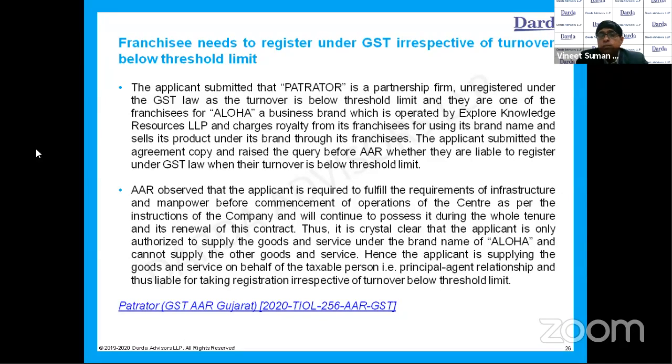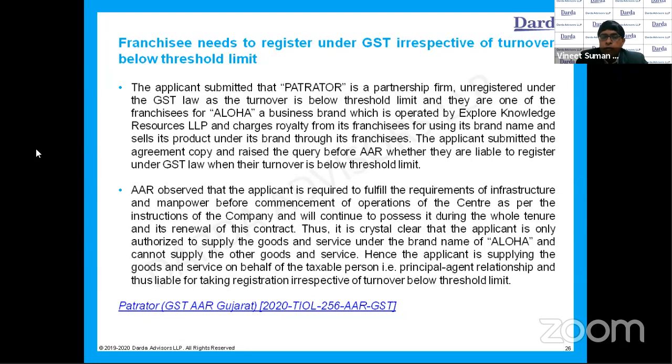In this case, this person is selling the Aloha brand of the main Explorer Knowledge Resource LLP. The question is, my turnover is less than 20 lakhs, do I need to register? They took the point that you are a franchisee using the brand of others, and that infrastructure and manpower fulfillment is a must before you commence the operation. It's a P2A transaction and liable to be registered.